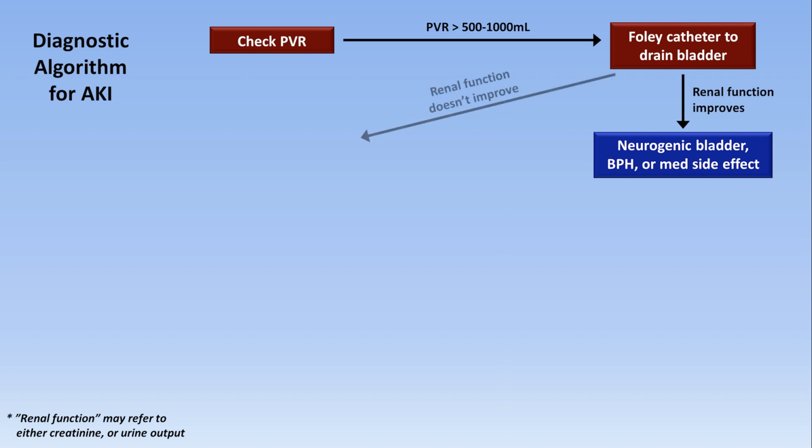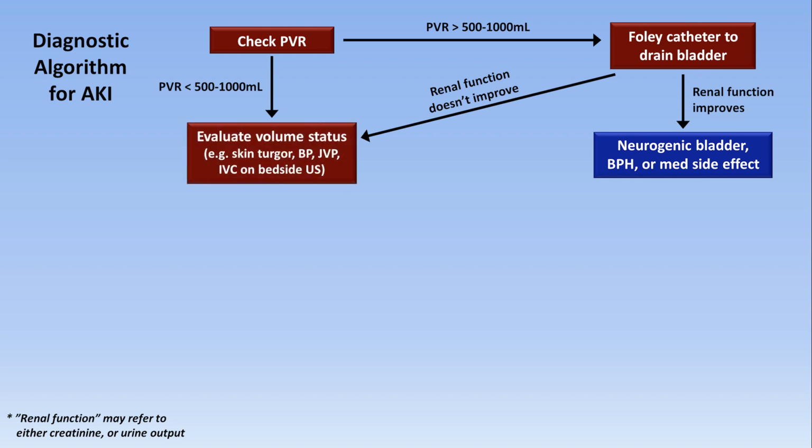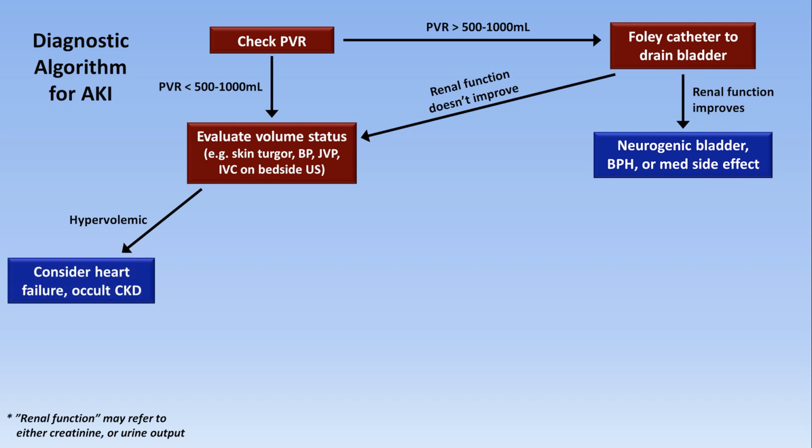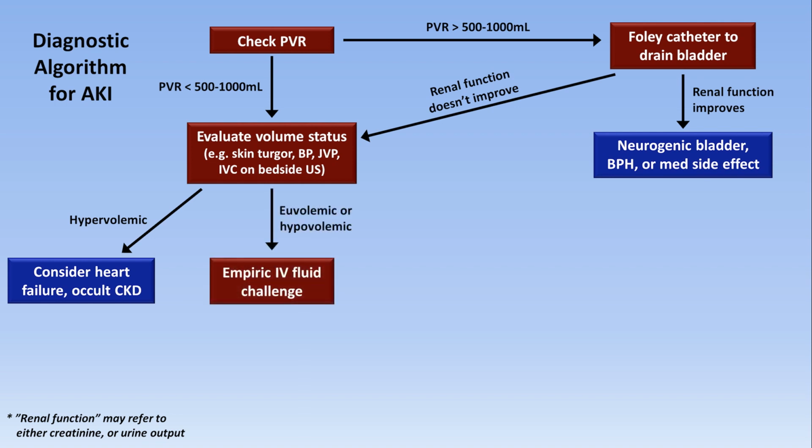On the other hand, if the renal function does not improve with Foley placement, or if the PVR was not very elevated to begin with, evaluate the patient's volume status. If the patient is clearly hypervolemic, consider the possibility of heart failure and prerenal AKI related to that diagnosis, or that the patient actually doesn't have AKI at all, but rather chronic kidney disease, which will frequently be associated with hypervolemia. If the patient's volume status is either euvolemic or hypovolemic, the next step is an empiric IV fluid challenge, usually done with isotonic crystalloid such as normal saline or lactated Ringer's.